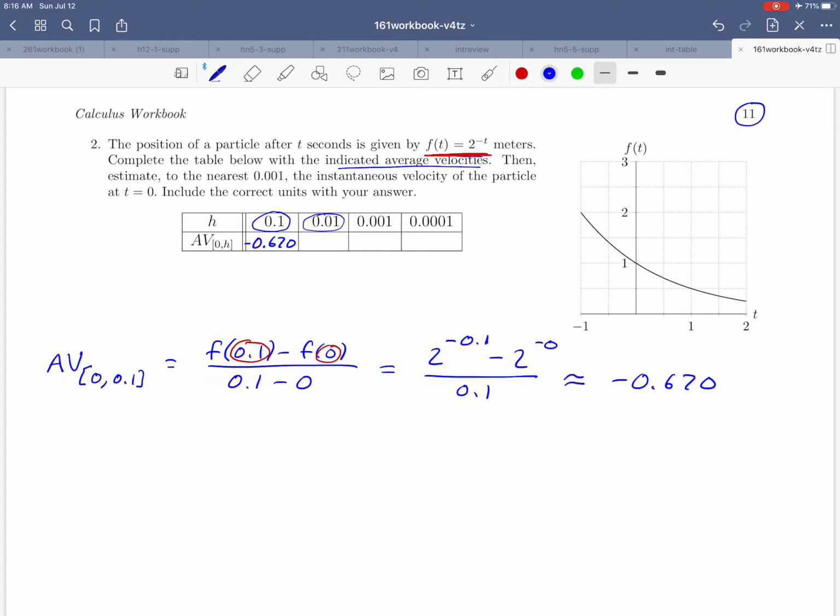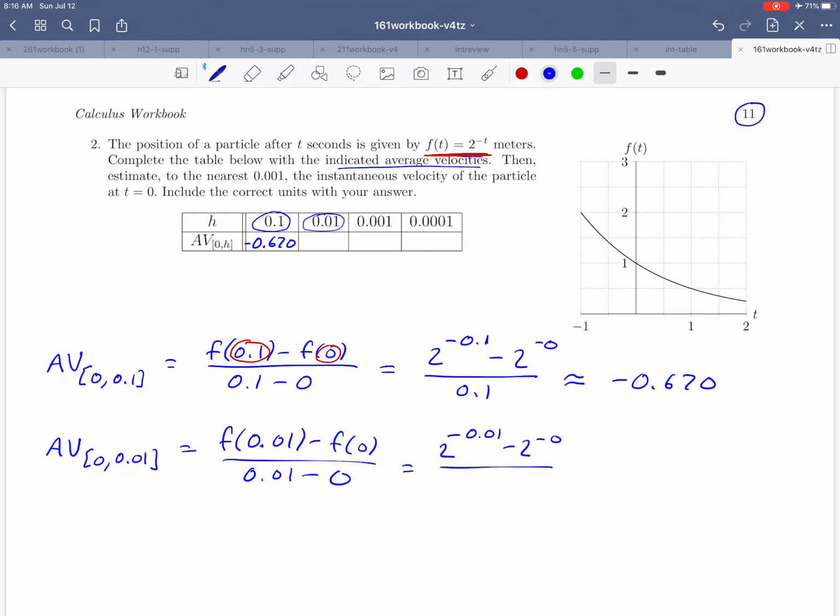So for the next one, the value of h is 0.01, so we're interested in the average velocity between 0 and 0.01. That's going to look very similar to the calculation that we did before, just that the value of h is different. So this time, if we substitute that in, we're going to get 2 to the negative 0.01 minus 2 to the negative 0 over 0.01. And you can go to your calculator and confirm that this time you get negative 0.691.